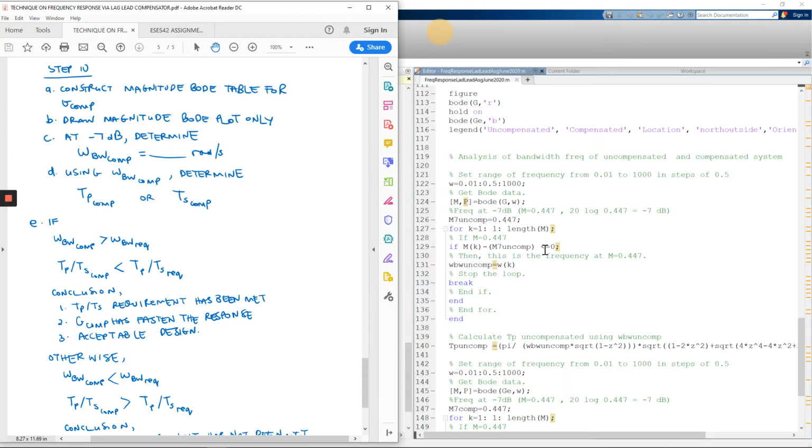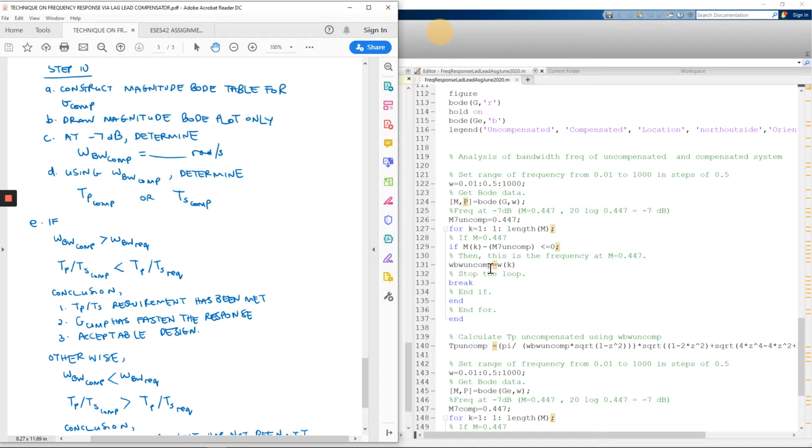In Matlab, I use this coding. -7 dB is actually equal to 20 log 0.447. So I use the magnitude 0.447, which has not been logged, to determine the value of frequency. So this is for the uncompensated system. G is the transfer function for the uncompensated system, used to determine -7 dB.